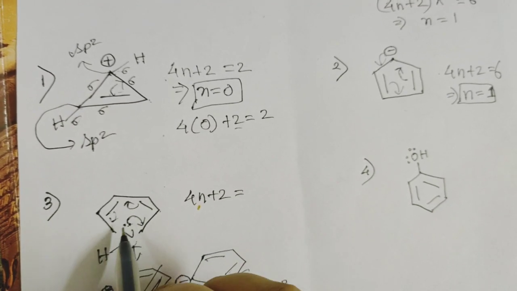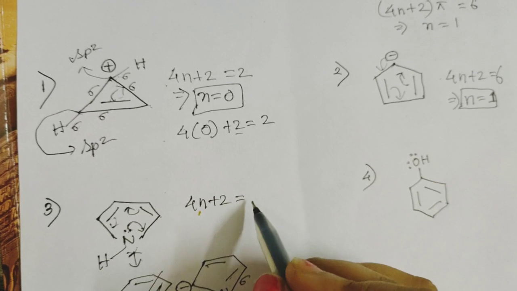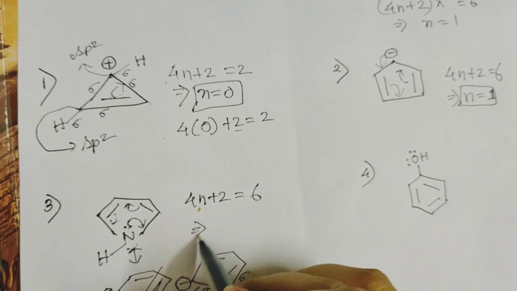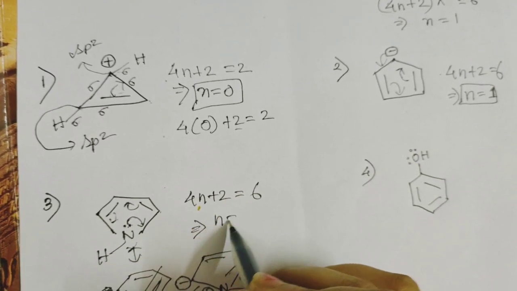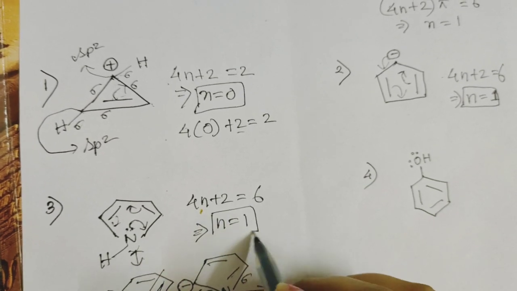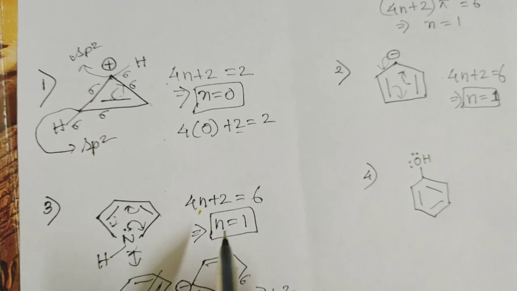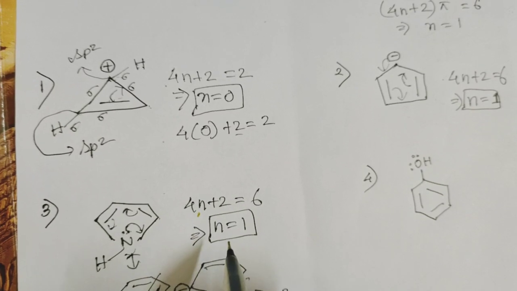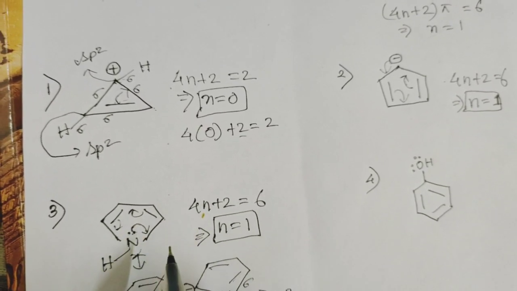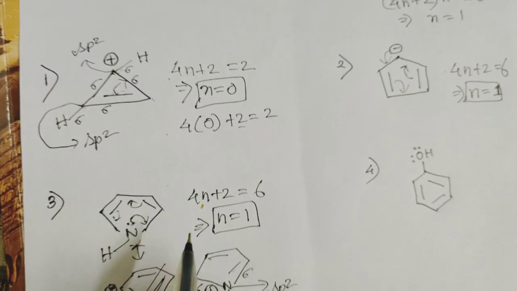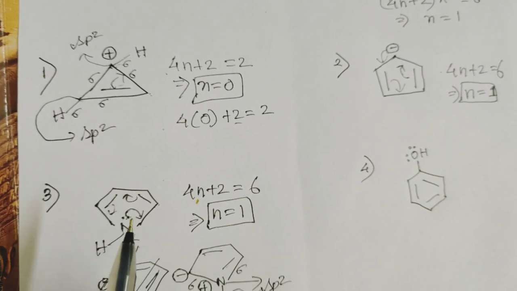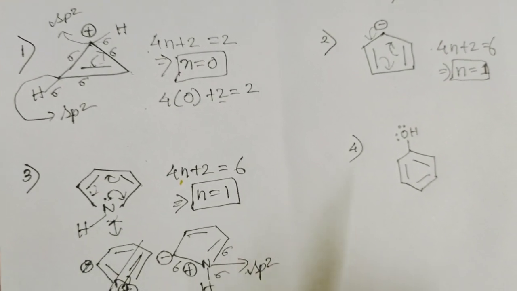So there are 1 2 3 4 5 6 pi electrons. So from this, 4n plus 2 equals 6, we would get n equals to 1, which is an integer, a whole number. It is not a fraction, it is a whole number. So it is following Huckel's rule too. Hence this pyrrole molecule is also aromatic.